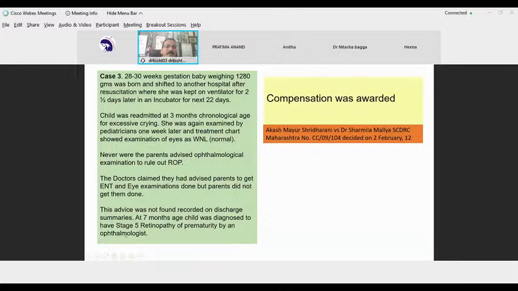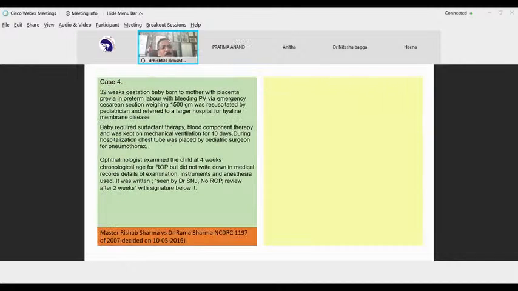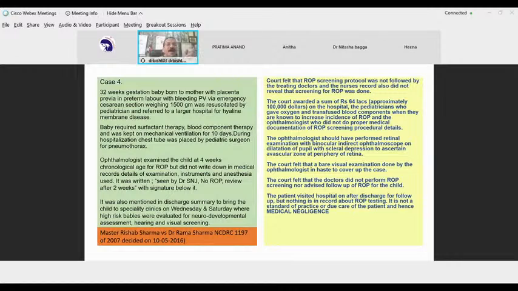Here it is a difficult case. In fact, the doctor did a lot of things for this baby. The baby was 32 weeks, 1500 grams, given surfactant therapy and blood components, and kept on mechanical ventilation. The ophthalmological examination was done at 4 weeks chronological age for ROP, but it was not written down in the medical records. Maybe they said that they did it, but the court felt that the ROP screening protocol was not mentioned. In fact, the doctors' and nurses' notes were not clear on which instruments were used, how they were used, and what the procedure was. Everything was to be mentioned.